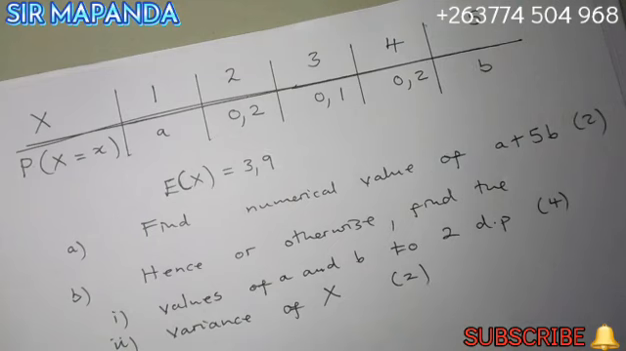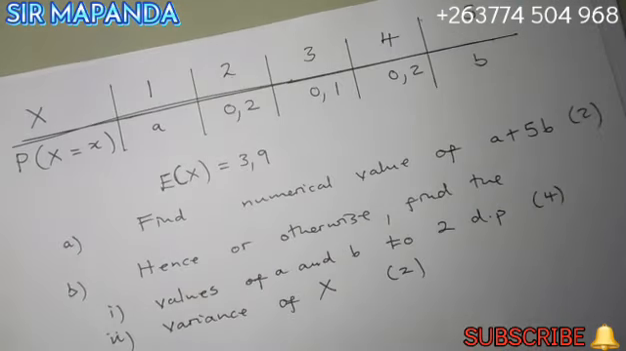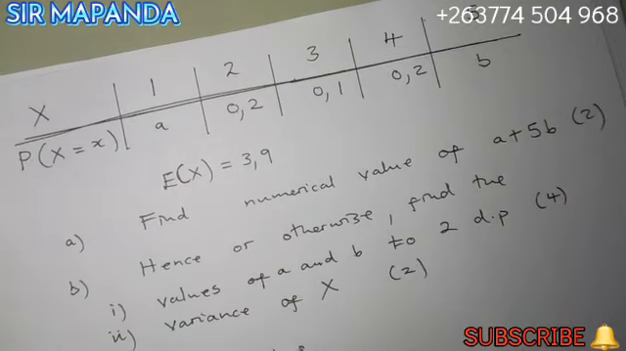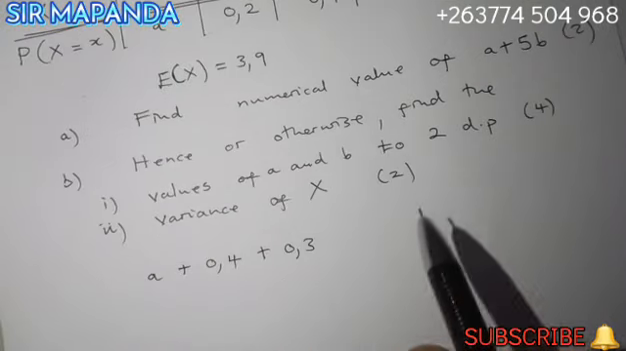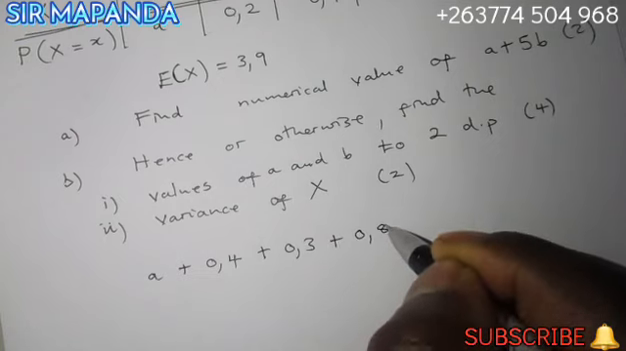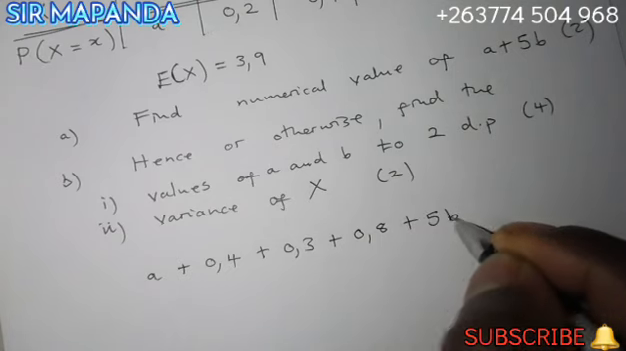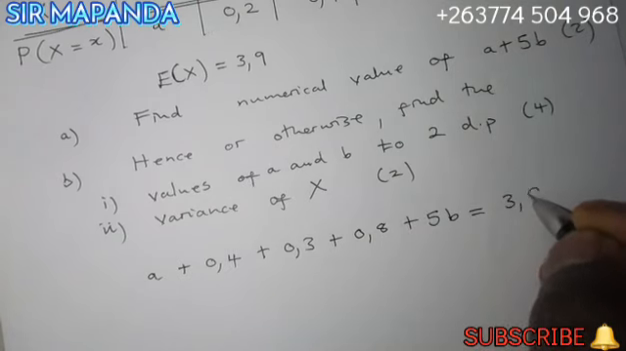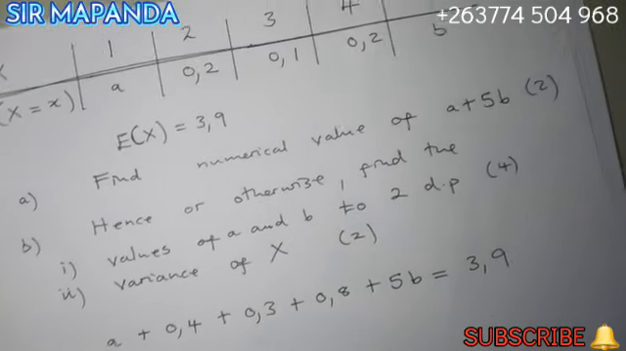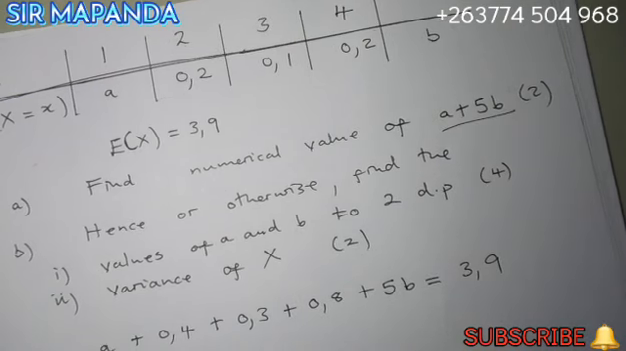So 1 times a, you get a. Then 2 times 0.2, it gives you 0.4. 3 times 0.1, you get 0.3. Then 4 times 0.2, you get 0.8. Then 5 times b, you get 5b. Then equate it to 3.9, which is the given mean, right? So remember, the question in part A wants you to find the numerical value of a plus 5b.